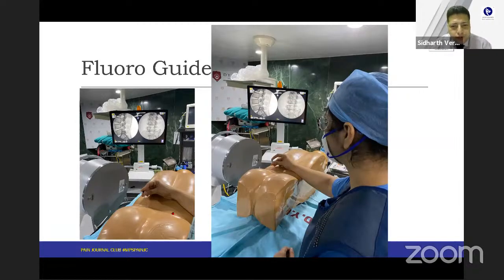This is another picture showing a bigger view, and this can eliminate the time taken in a real patient, minimize the radiation exposure for the patient, and greatly increase the efficacy of the trainee in doing the procedure.